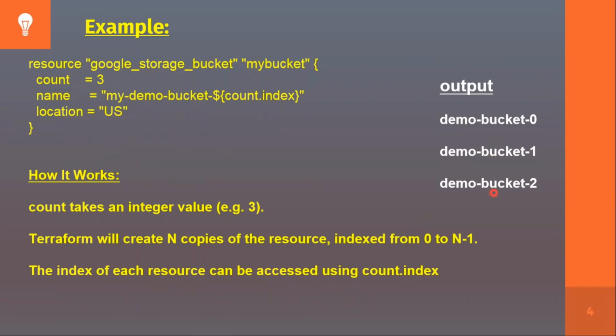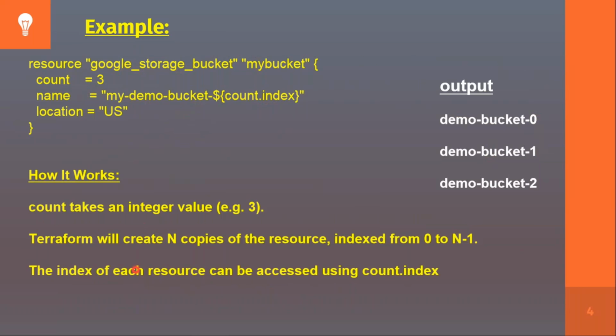Since my count is 3, 3 buckets are created as the output, and each index starts with the number 0 and is incremented by 1: 0, 1 and 2. So the index starts with 0 and it will loop through n minus 1. If my count is 3, 3 minus 1 means 2. So the index will start from 0 and end with 2. This is about the sample explanation of the count meta argument.